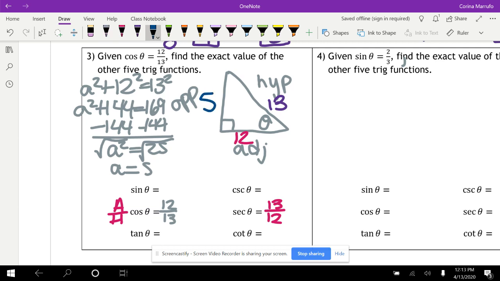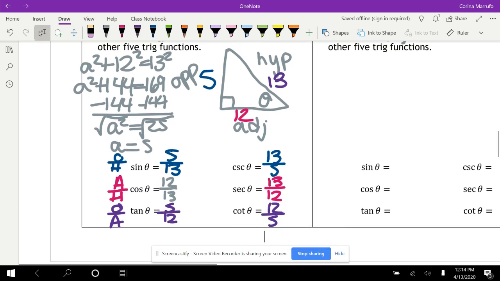Okay, now we can finish the rest of our trig ratios. So our sine is opposite over hypotenuse, and now we know our opposite is 5. So it's going to be 5 over, and our hypotenuse is 13, which makes our reciprocal function 13 over 5. We flip the fraction. And then last is tangent. Tangent is opposite over adjacent. We know that our opposite is 5, and our adjacent is 12, so it's 5 over 12. And then cotangent becomes 12 over 5.